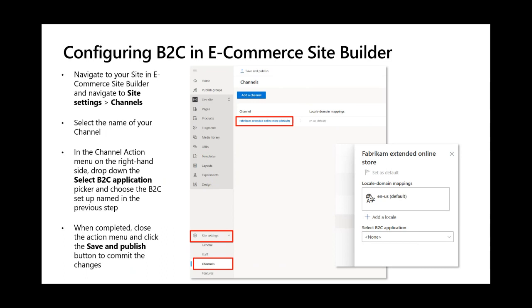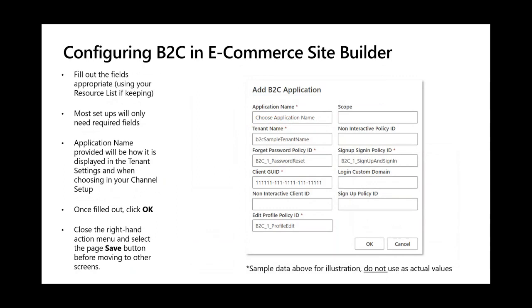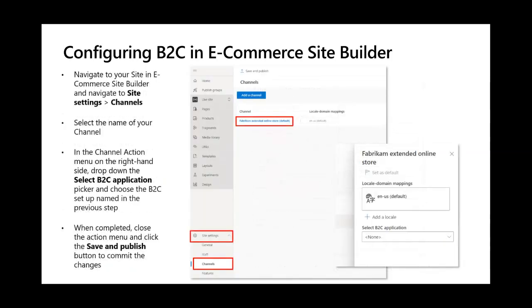So from the home menu where you just closed and saved the changes you made, and I will call out too, as you fill out the information, do be sure to save so you don't lose this when you hit OK. There'll be a separate save button to click. So you can now navigate to your site in Site Builder under the Sites section. And once in the Sites menu, you'll see below at the left-hand side, Site Settings. So drop that down and click on the Channels section.